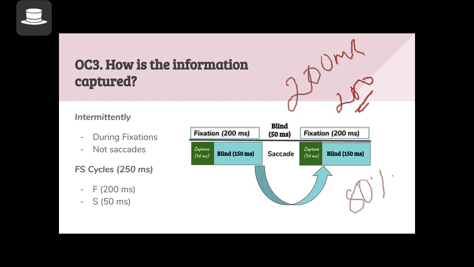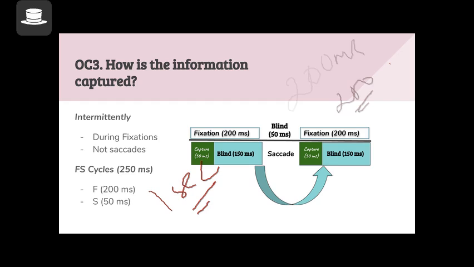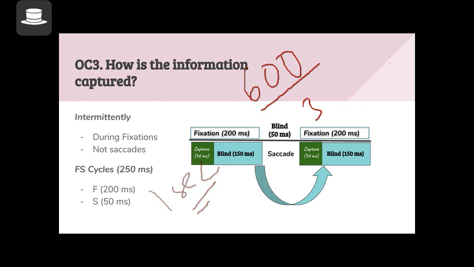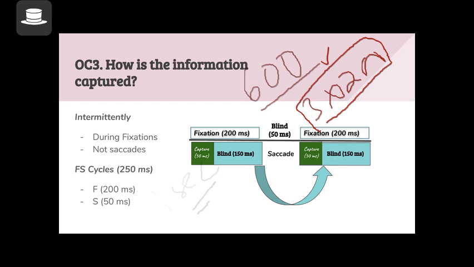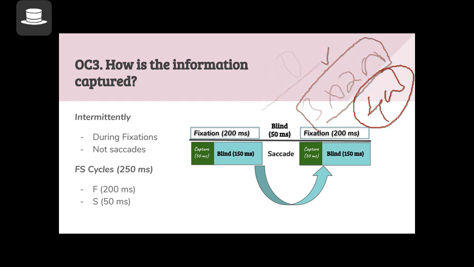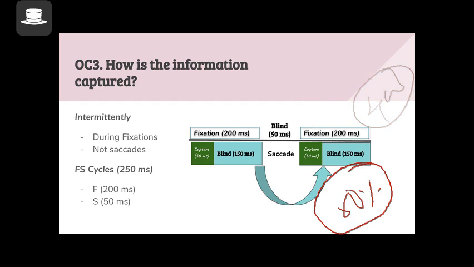That's scary, right? Or if you take 1 second, which has 3 SF cycles, then for 600 milliseconds, 3 times 200, you're blind, and the remaining 400 milliseconds is, well, 150 milliseconds is when your eyes are actually capturing information. So around 70 to 80% of the time, you are blind, and during only 20% of the time, your eyes are actually capturing information.